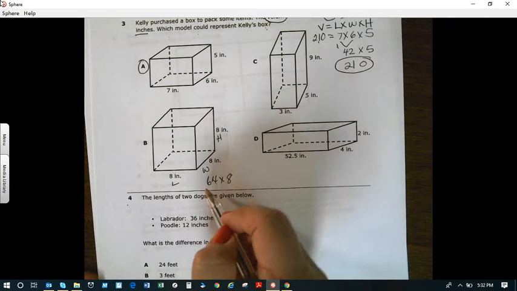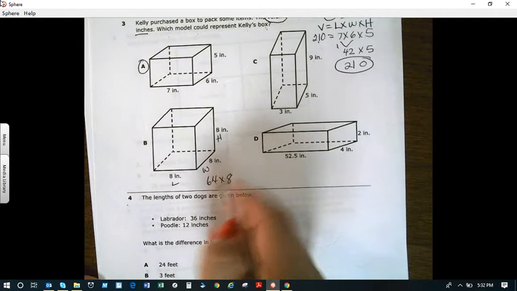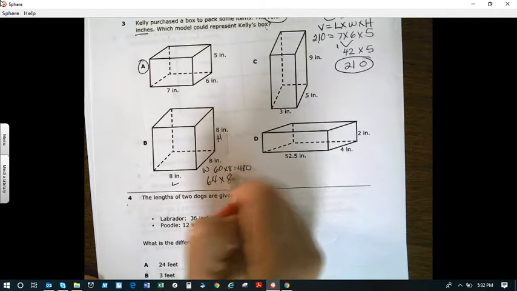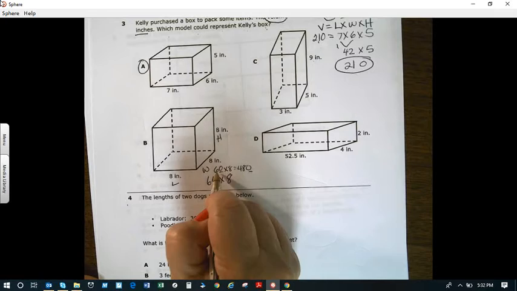64 times 8, and if I round it to a 60, 60 times 8 equals 480. Remember, I have 1 0. 6 times 8 is 48. That's way too big. So if you're wanting to just get an estimation, you can do that to see how close you can get and then multiply it out. There are so many different ways to solve each problem.